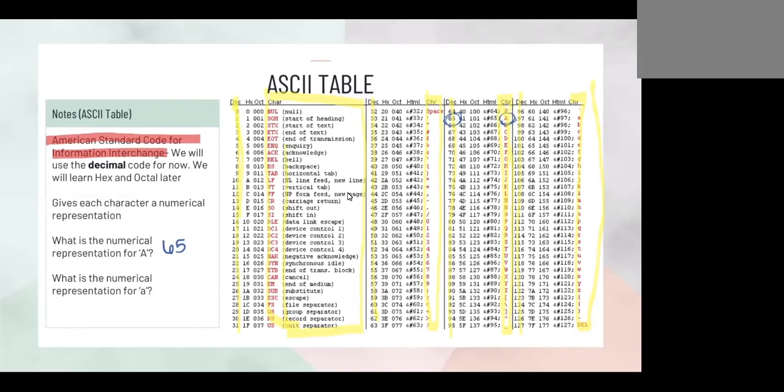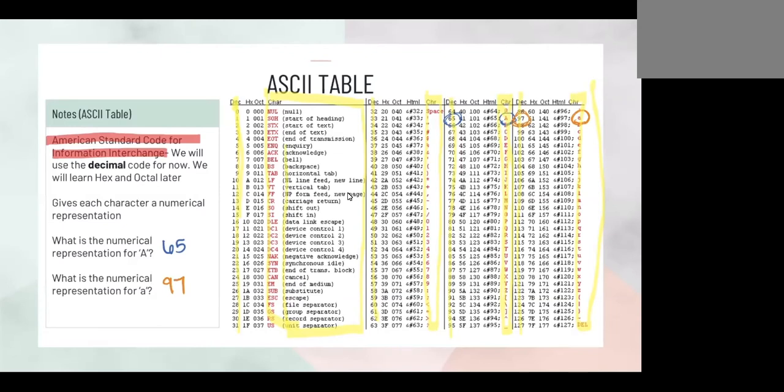What about lowercase a? What is the numerical code for lowercase a? So here's lowercase a, and yes, the numerical code provided for it would be 97. So the ASCII table, like I said, it just gives a numerical code, a specific number for a specific character.